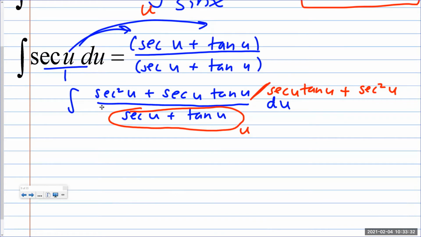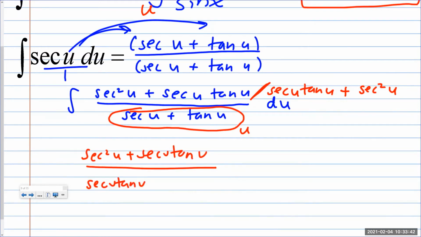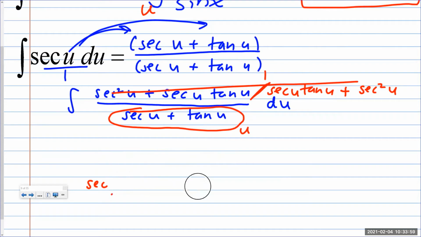Right here, I'd have secant squared u plus secant u tangent u over what? Secant u tangent u plus secant squared u. Using real algebra, do my x's cancel out? They actually do, because this is secant u, this is secant squared, this is secant squared. These are the same, so they cancel out to 1. So since this cancels out to 1, the answer is 1 times the ln of this entire bottom, which is secant u plus tangent u plus c.